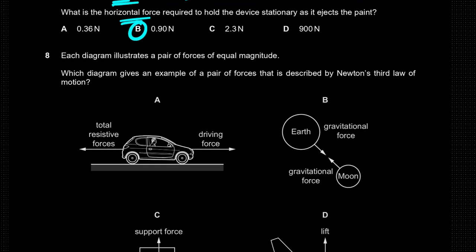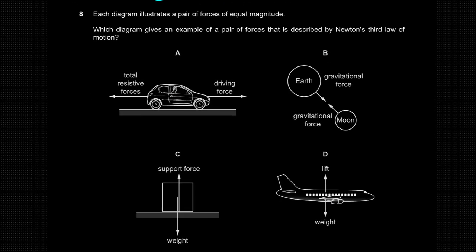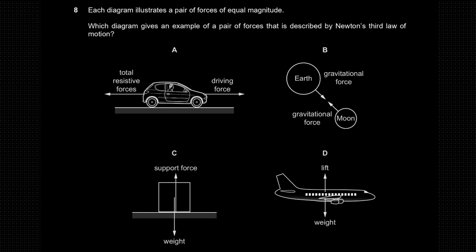Let's go on to 8. So each diagram illustrates a pair of forces of equal magnitude. Which diagram gives an example of a pair of forces that is described by Newton's third law of motion?